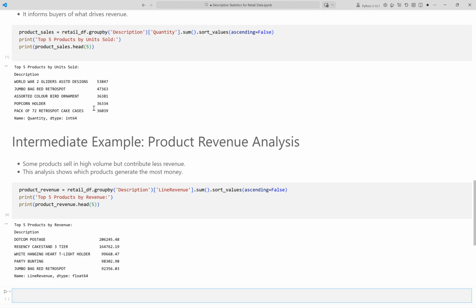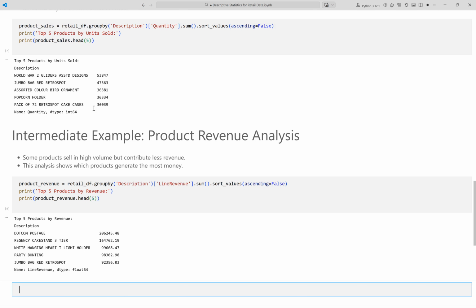Notice how .com postage leads with over 206K in revenue, showing that a few key products contribute significantly to overall sales. This aligns with the lesson's intent to focus on revenue impact rather than just sales volume. Think of ways a store might promote these high-revenue items differently than top-volume sellers.